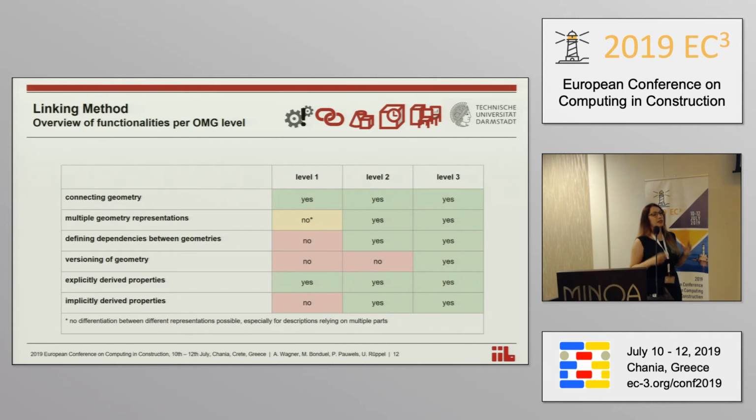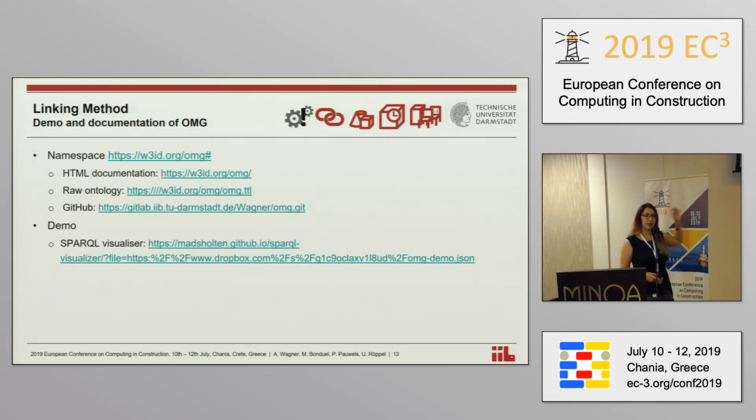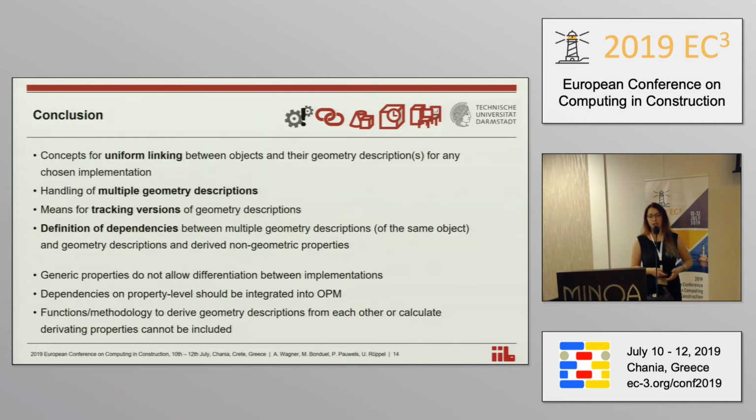Overall, this is a basic overview. What can you do with the OMG when you're using which level? And there you can see that until the versioning, this is all depending on the level you're using, while the derived properties are independent of the levels. Here's some more links and information about where you can find the ontology and its documentation.